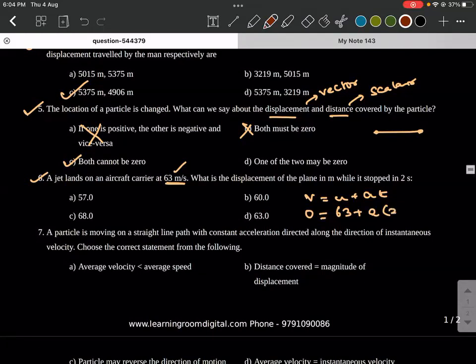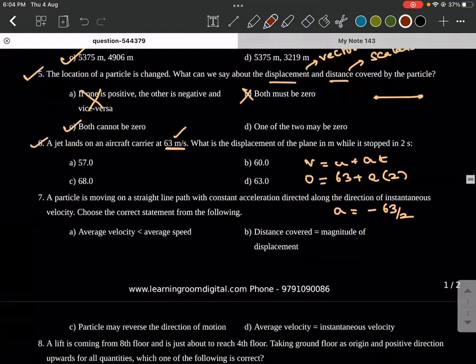Into time, how much? 2 seconds. So A will be how much? Minus 63 by 2. Negative represents that it is decelerating, right? So minus 63 by 2.